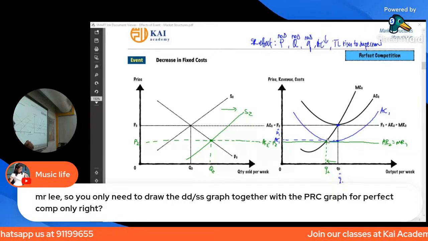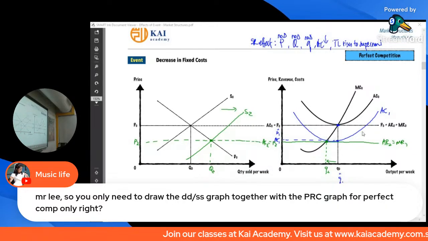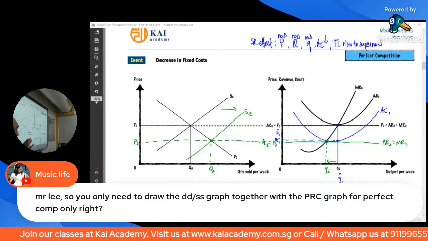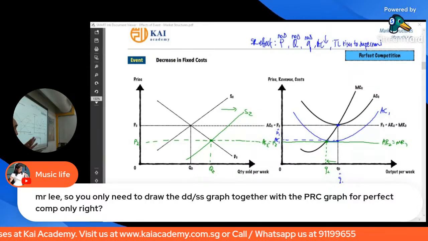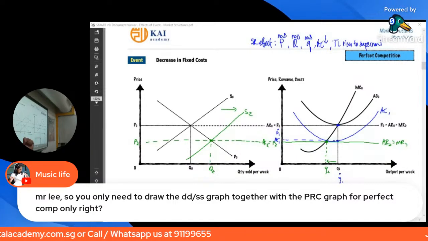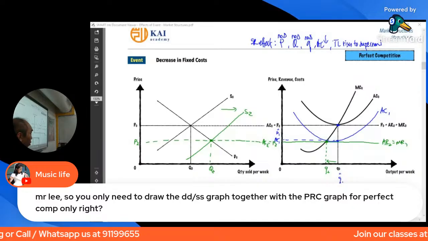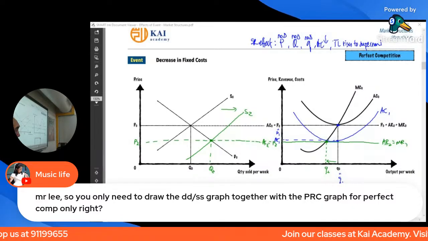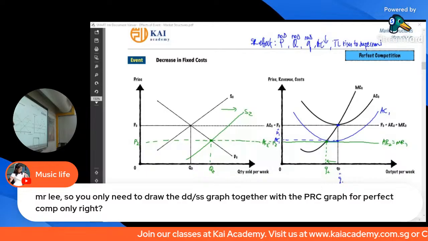So I got a question now. Jasper, why is the MC curve in a PC firm a supply curve? Yes, by right you are supposed to know. I don't imagine how they will be able to ask you a question in the exam, but by right you are supposed to know. And the answer is very simple.